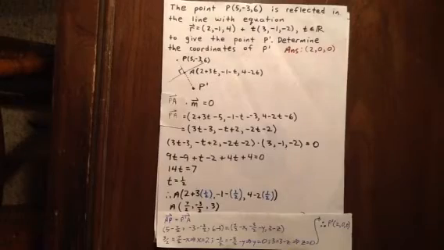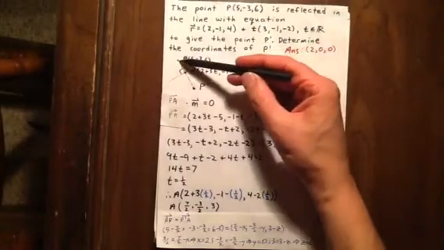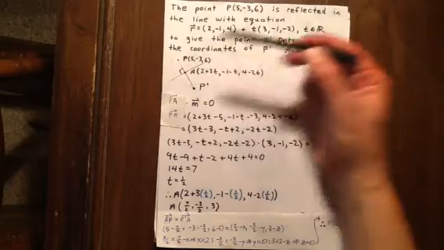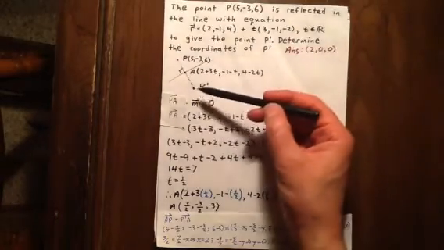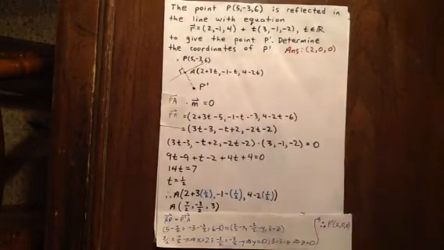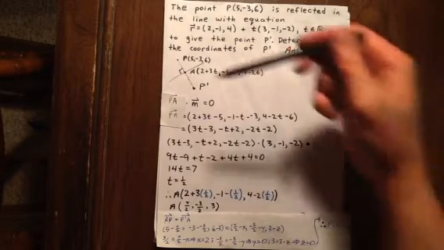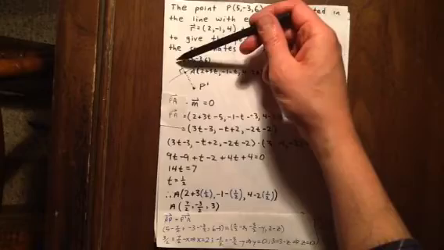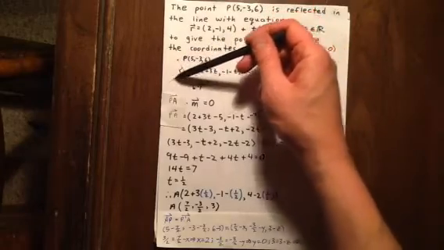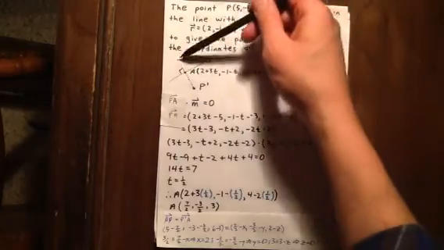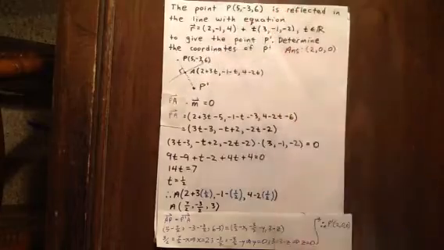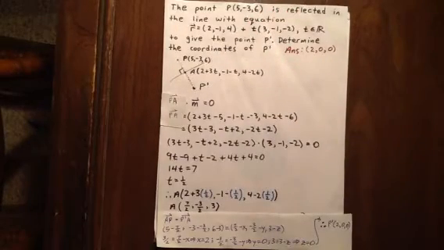In this question, we take the point 5, negative 3, 6 and reflect it in a line with the given equation, and we want to determine the coordinates of the image point. Well, we know that the vector from P to A is perpendicular to the line. In other words, the vector from P to A is perpendicular to the direction vector of the line.